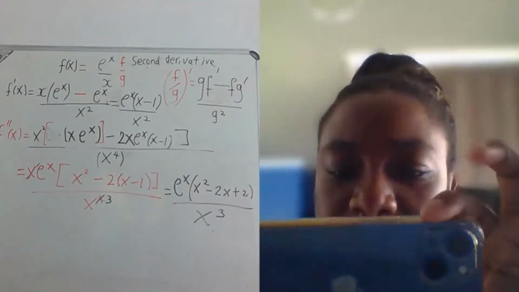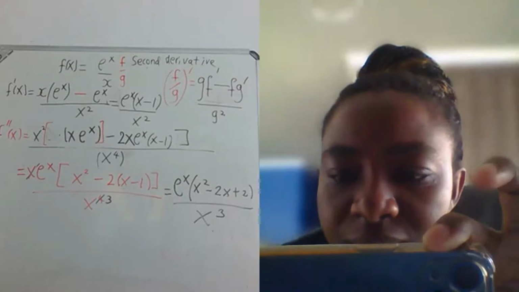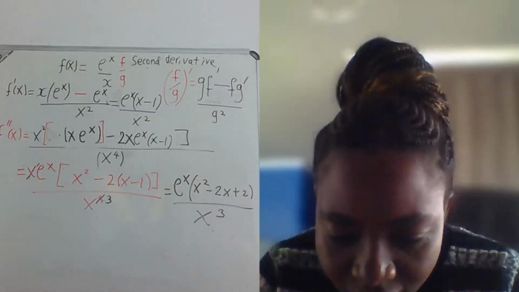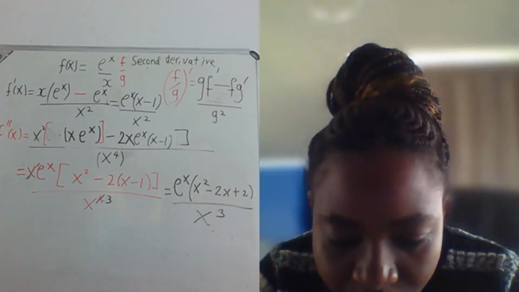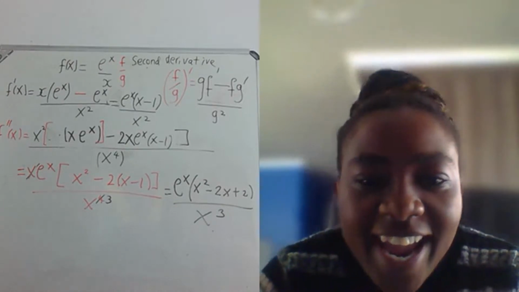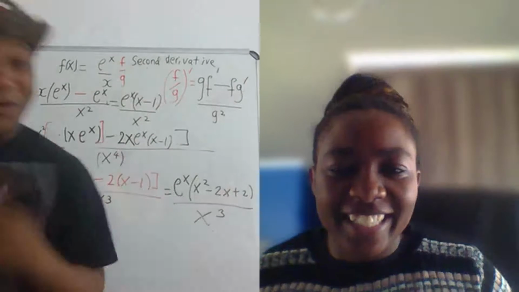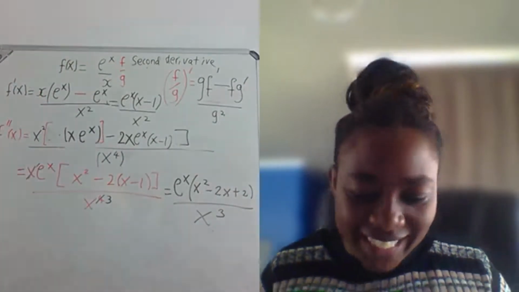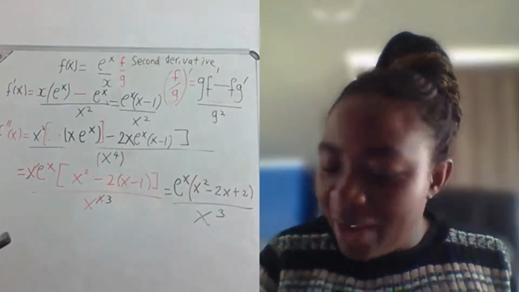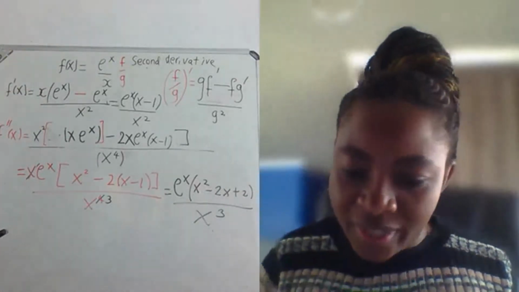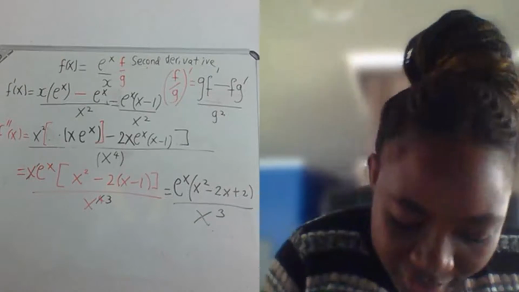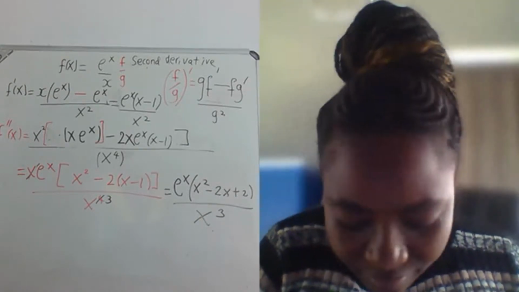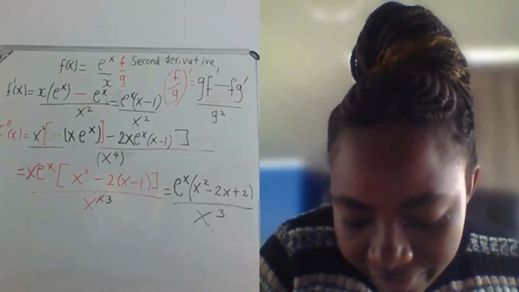Let me take a picture. Let's check the memo. Yes, you did it. You did excellent. Very good. Okay, I'm going to try it again and do it on my own. Let me just say this is my number 3, and this is the second derivative.